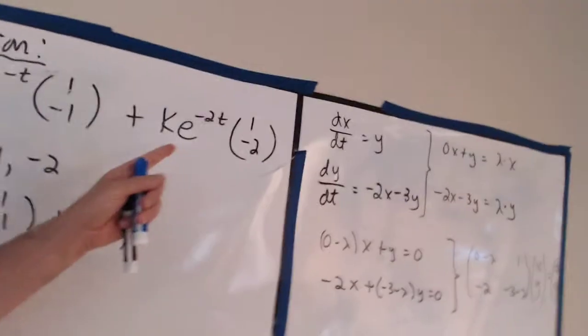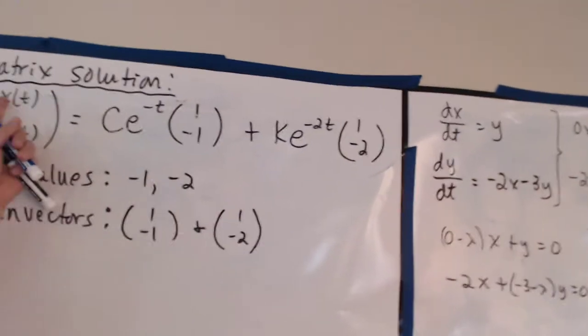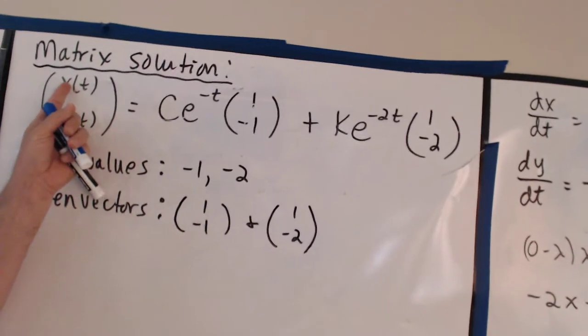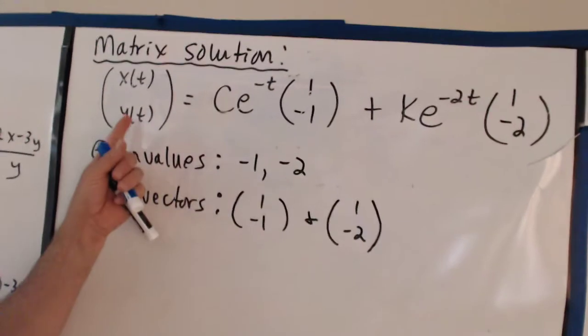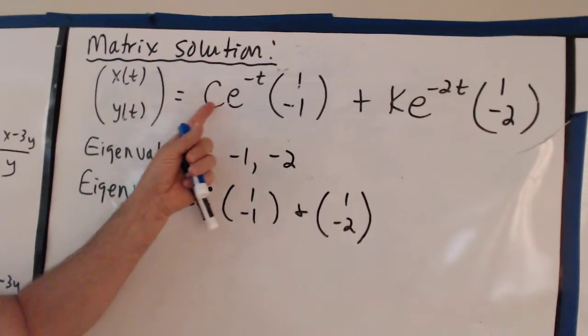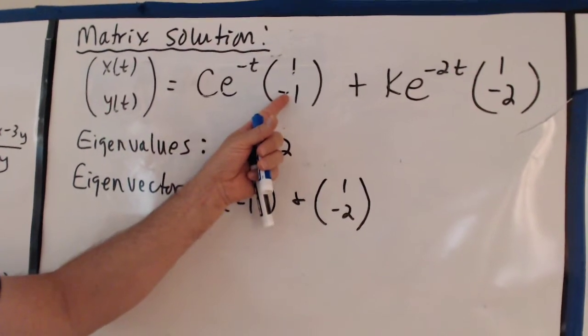And so if you read the top line, you get what the solution for x is. I hope you can see it from what we had before. And if you read the bottom line, y of t is c e to the negative 2t times negative 1.